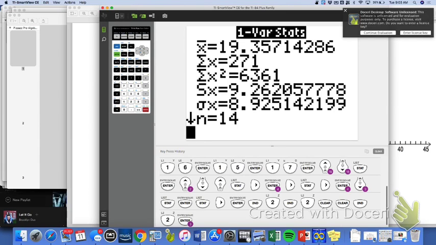So if you got the right stuff, you should be getting those numbers. So now use those numbers to construct your box and whisker.